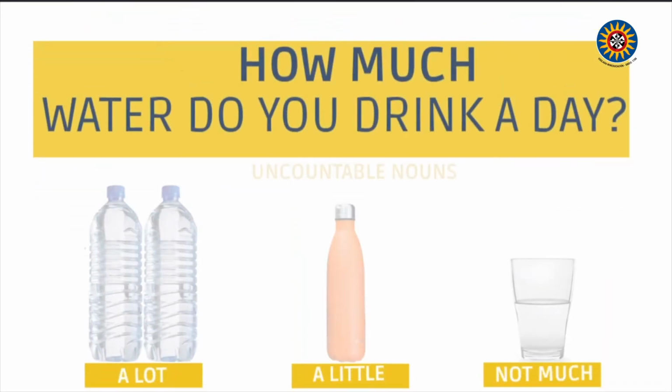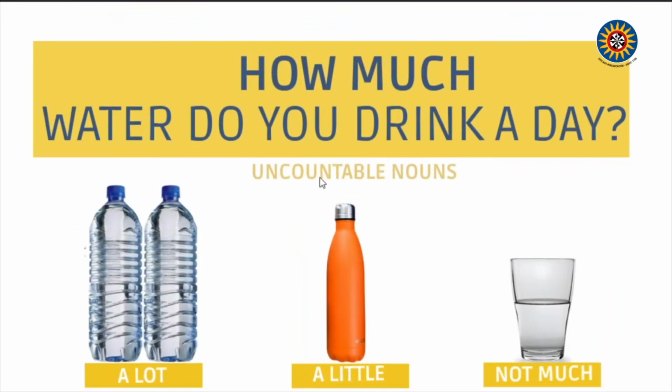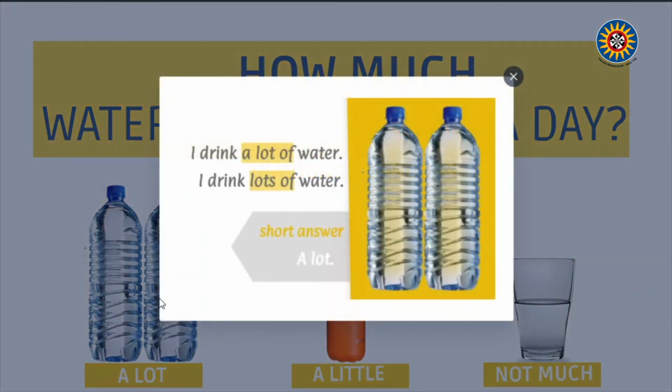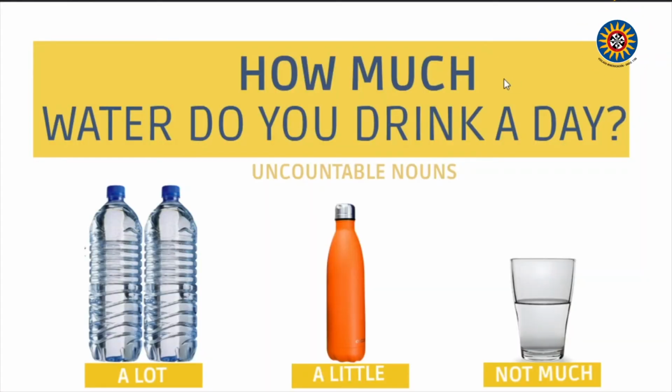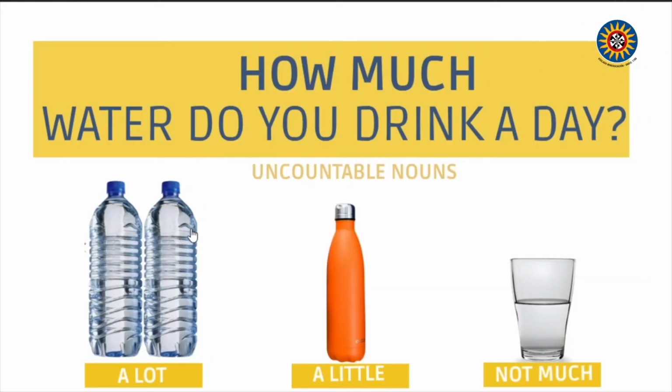Now with uncountable nouns like water, milk, sugar, we use how much for questions. Like in this example, how much water do you drink a day? In this case, with uncountable nouns, you can use the quantifiers a lot, a little, or not much. Let's see the example with a lot. I drink a lot of water, or I drink lots of water, or just give a short answer like a lot. Remember to use a lot with countable and uncountable nouns.